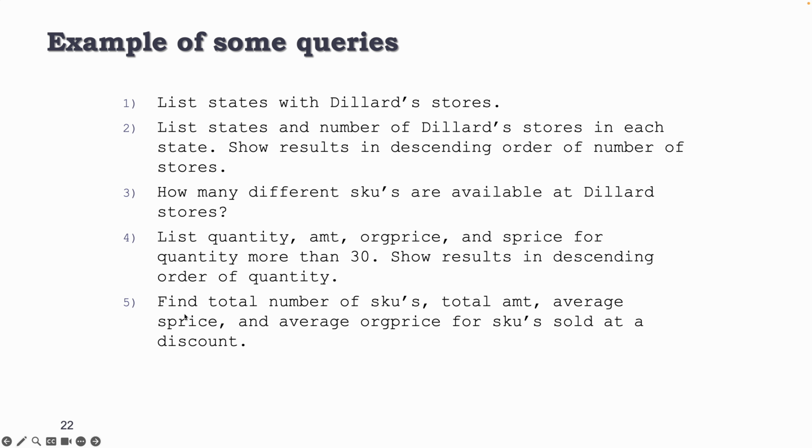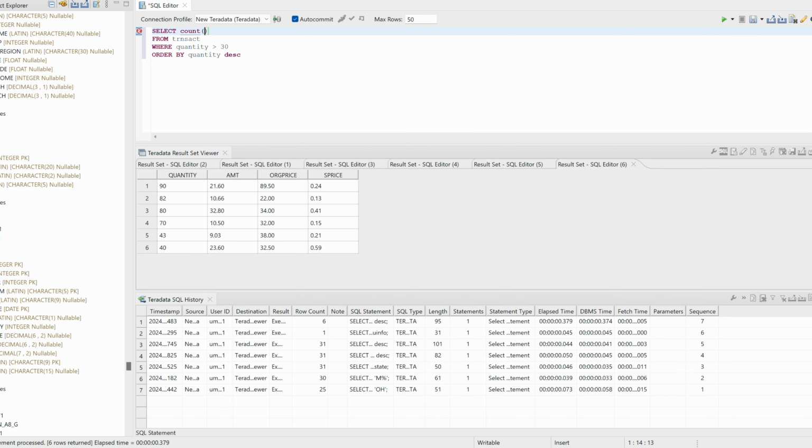Number five, find total number of SKUs, total amount, average selling price, average original price for SKUs sold at a discount. So you can pause the video and try to construct your query. So we need count of SKU, sum of AMT, average of S price, also average of ORG price.